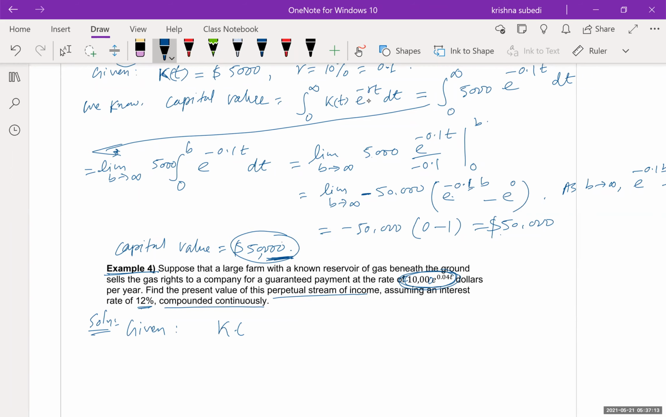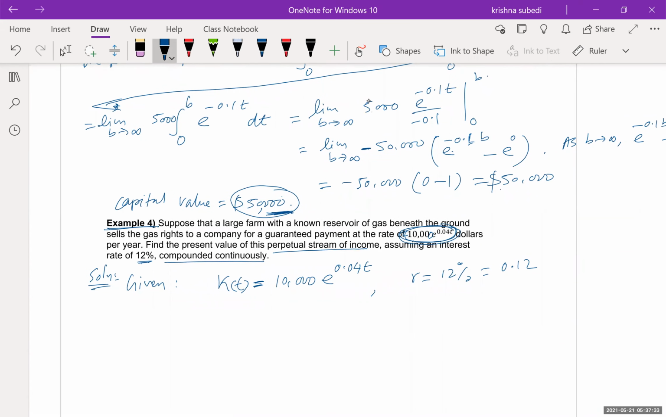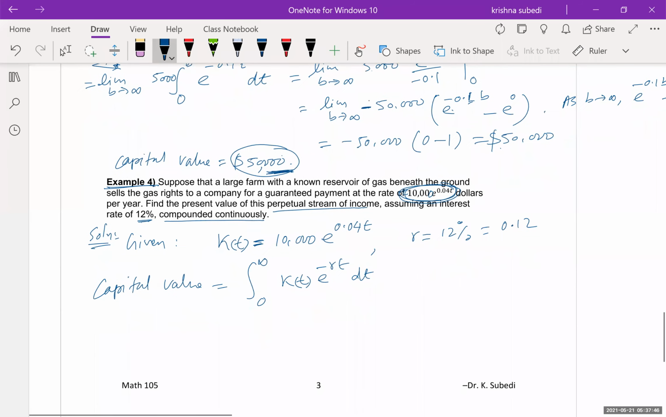Here what is given is k of t. K of t represents the income stream, which is 10,000 e raised to power 0.04 t. And what is r given? R is given as 12%. You can change it into 0.12, and all you need to do is capital value is integration 0 to infinity k of t e^(-rt) dt. This is the formula, and the proof of the formula is not required for this course.